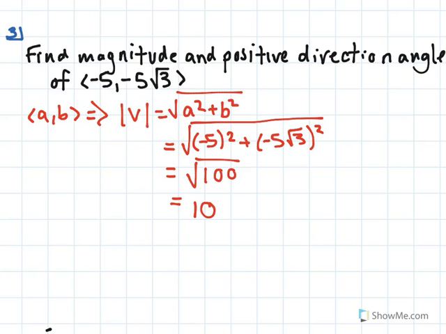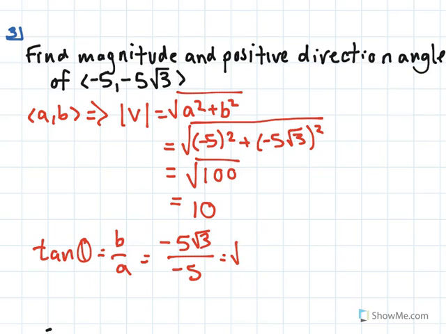And the positive direction angle of our vector <a, b> is given by tangent theta equals b over a. So that's going to be -5 root 3 over -5, which is root 3. And so theta is equal to 60 degrees.